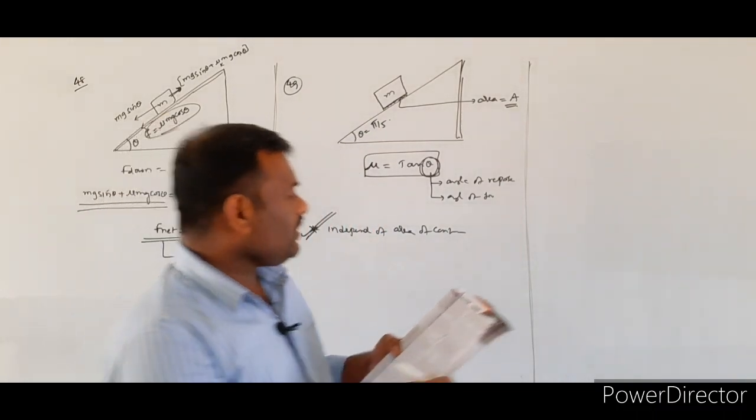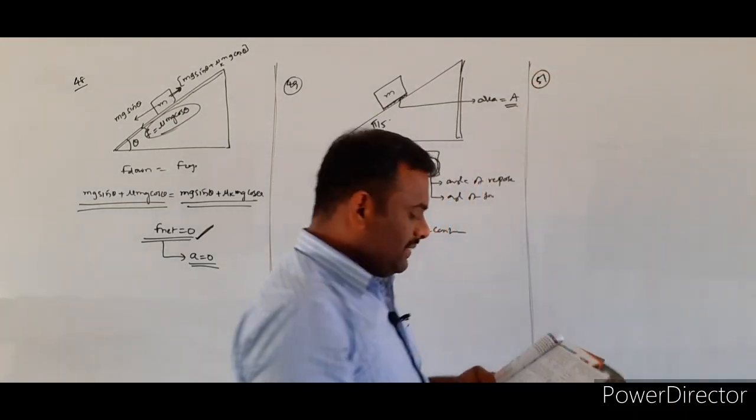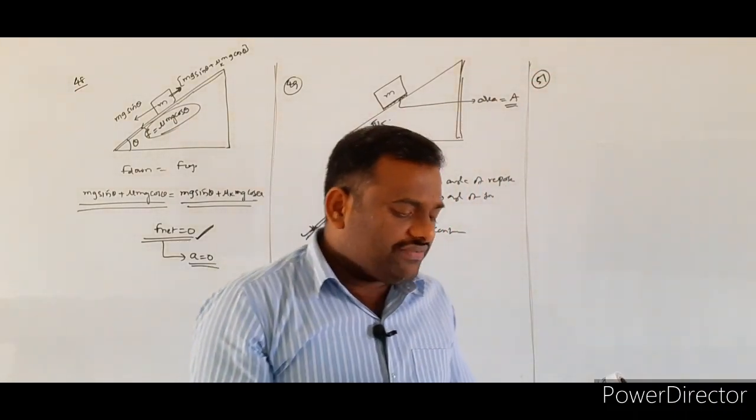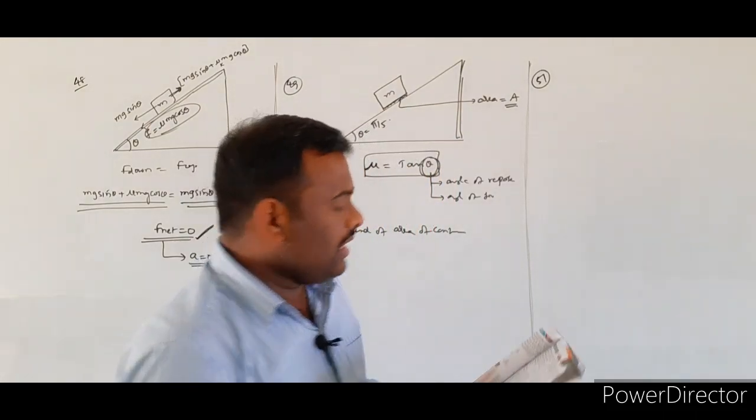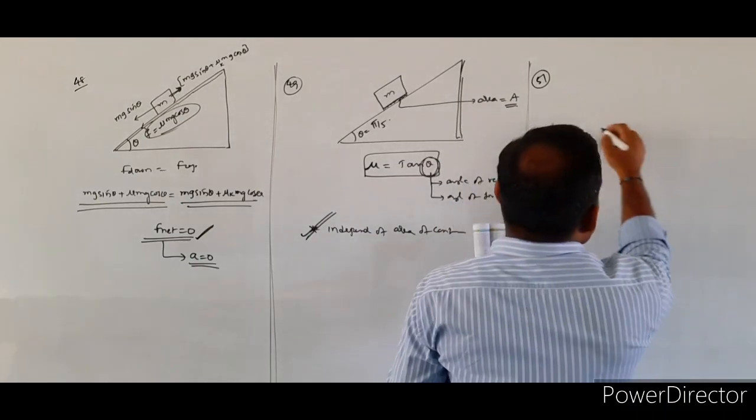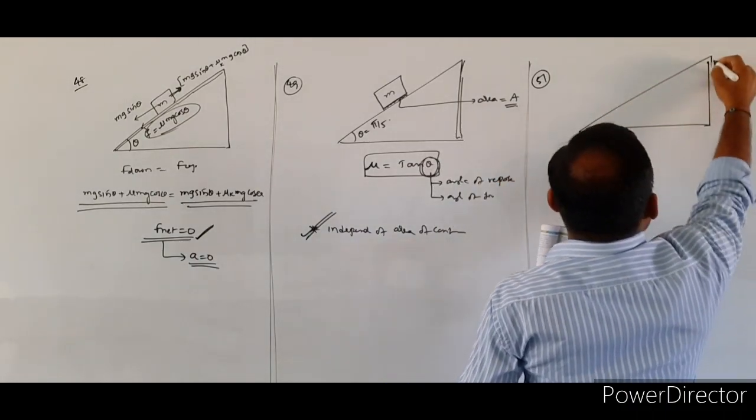Next. Problem number 51. See here. The angle of inclination of an inclined plane is 60 degrees. Angle of inclination, what they have given, is 60 degrees. Suppose we assume that the body is placed on the inclined plane.